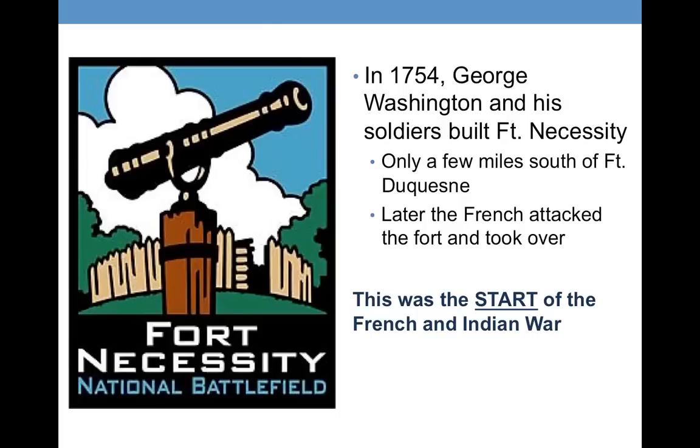And so you can see it's this back and forth where the British attack the French, and then the French attack the British. And this, the battle at Fort Necessity, is what starts the French and Indian War for real. Before it was just a skirmish, but now the Seven Years' War is going on. Both sides have attacked each other, and this gets the ball rolling.